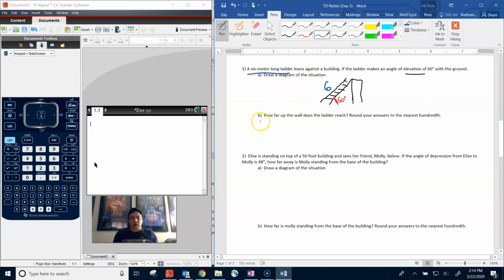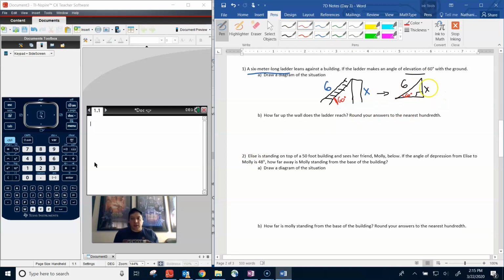What it wants to know is how far up the wall the ladder reaches. Well, we're looking at the height of the wall, right? So then if you want to turn this into a right triangle, it looks something like this, where we know the 6 would be the ladder, which was this part. We have a right angle here. We don't know the height of the wall, but we do know that right here is 60 degrees. So then how do we find this? Well, we have to use trigonometry.